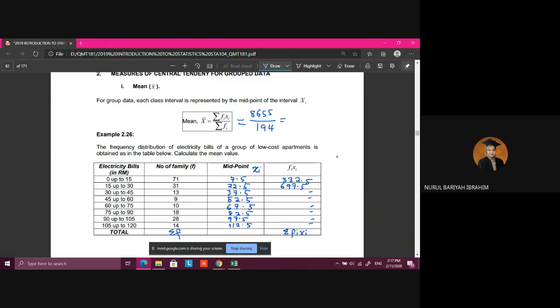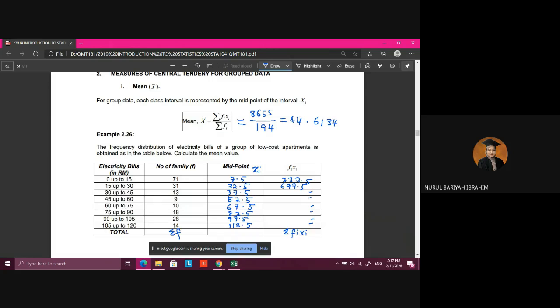So when you calculate, divide 8655 by 194, you will get 44.6134. So this is the value of the mean. What can we conclude from this value?